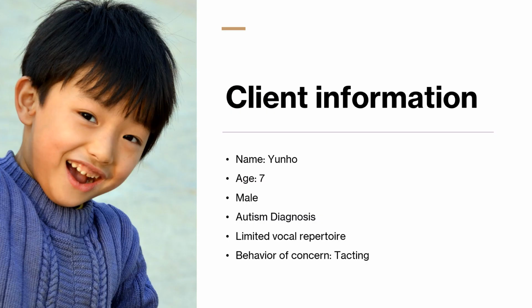I'm going to tell you a little bit about Yuno. He is 7 years old, has an autism diagnosis, and he has a very limited vocal repertoire. So we decided to work with him on tacting behavior in hopes to expand that vocal repertoire.